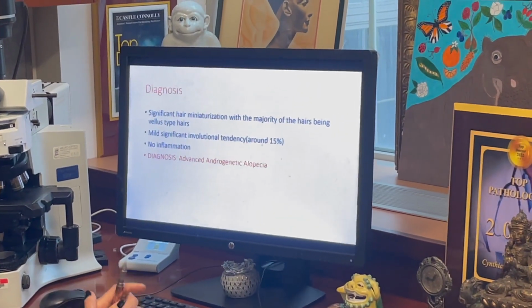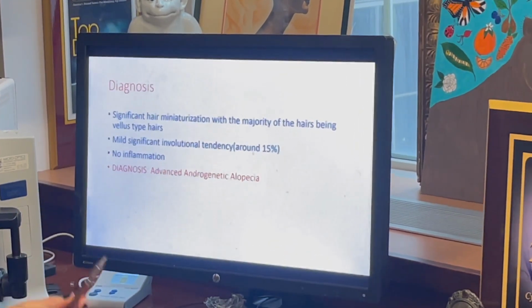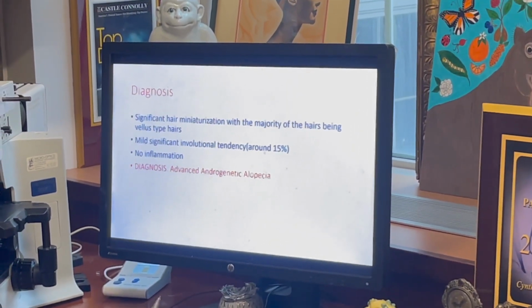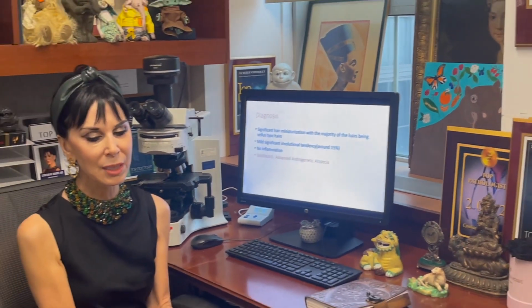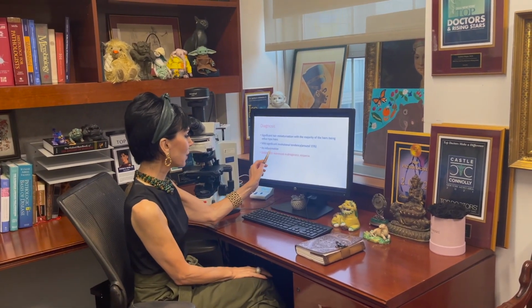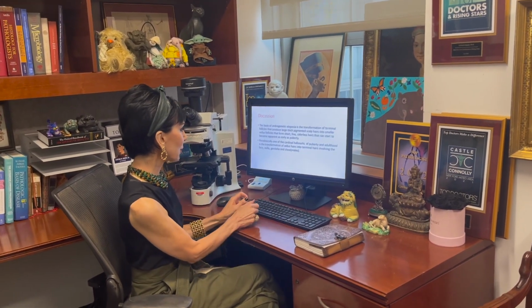So to summarize then, there is significant hair miniaturization. The majority of hairs are vellus type, not true vellus hairs, again because of the association with sebaceous glands. Most of the hairs in a scalp biopsy, around 90%, normally are anagen hairs, around 9% are telogen and 1% are catagen. In this particular case, the percentage of telogen hairs was around 15%, which would be indicative of a very mild involutional tendency. No inflammation or scarring, so a diagnosis was rendered of advanced androgenetic alopecia.